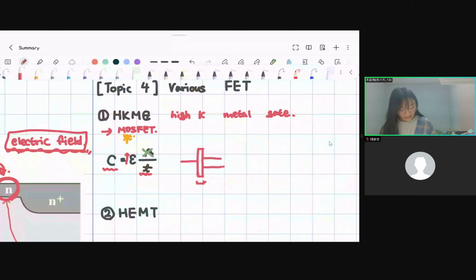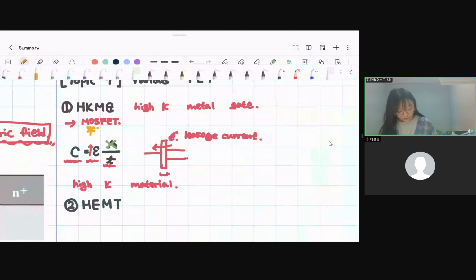So the other solution is to raise the permittivity. So we use another material that has a high permittivity. That material, we call a high-K material. So by using this material, we can enhance the capacitance.